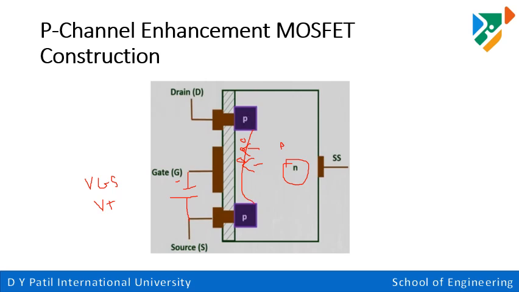And again, when we give the connection between drain and source, drain to the negative and source to the positive, your drain current starts flowing. So this is the working of the P channel enhancement MOSFET.